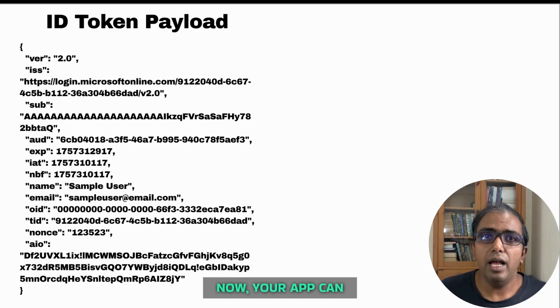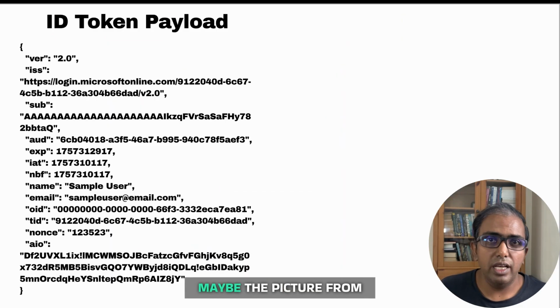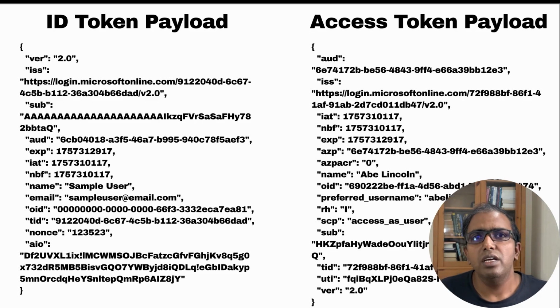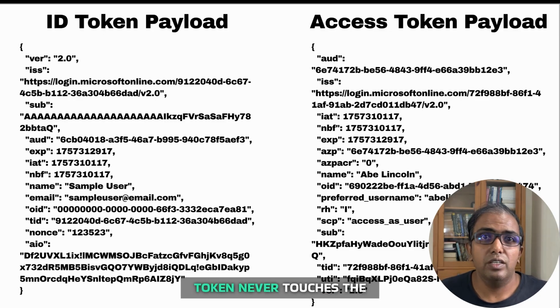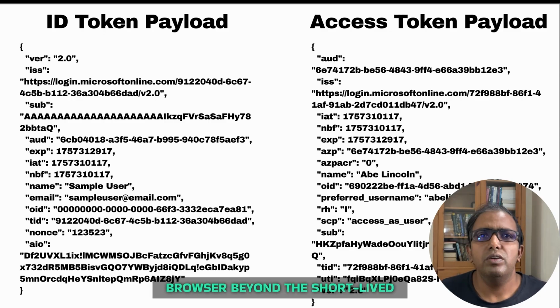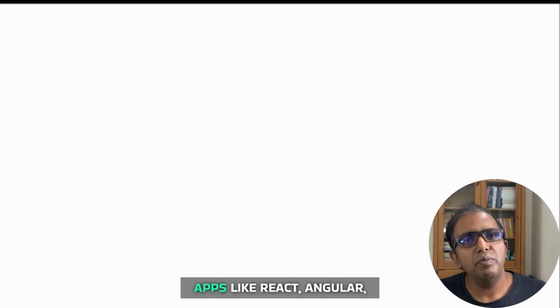Now, your app can show the user's name or maybe the picture from the ID token and use the access token to make API calls on their behalf. It's secure because the client secret stays on your backend and the token never touches the browser beyond the short-lived authorization code. And you must be wondering, what about single page apps like React, Angular, or Vue?